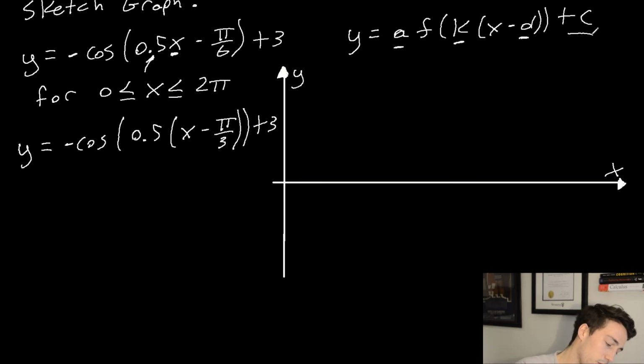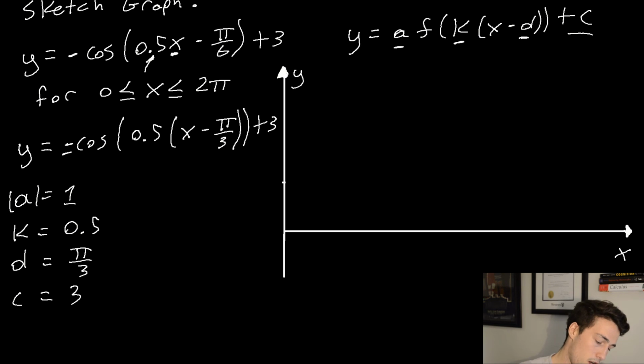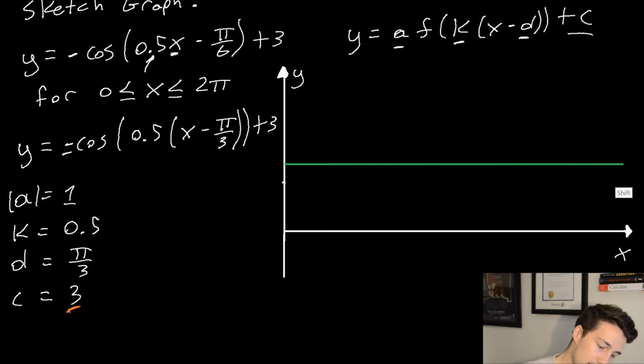So a is actually equal to 1, and this is the magnitude. We'll deal with this negative a little bit later. Then k is equal to, in this case, 0.5. We have d, the phase shift, is pi over 3. And c is equal to 3. So just like last time, I'm going to first start by plotting our axis of symmetry. I'll do it in green, and we'll say that is at 3. I'm going to mark it as AS, meaning our axis of symmetry.